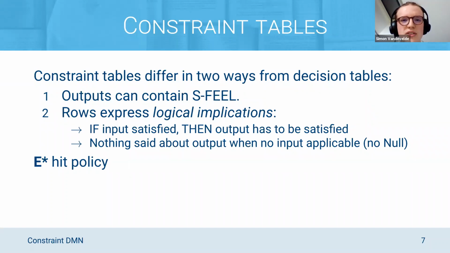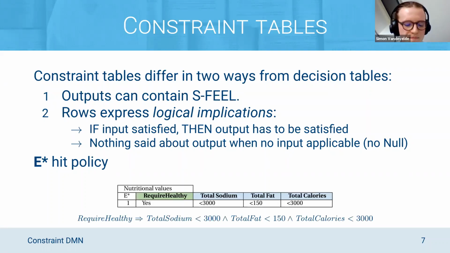We don't say anything about the output in case the input isn't applicable. And we denote this table by the E* hit policy, which stands for every, as in every row needs to be valid. So for instance, here you can see a constraint table in which we state that if require healthy is yes, then the total sodium, total fat, and total calories need to be below these three values. And we can translate this into first order logic as such.